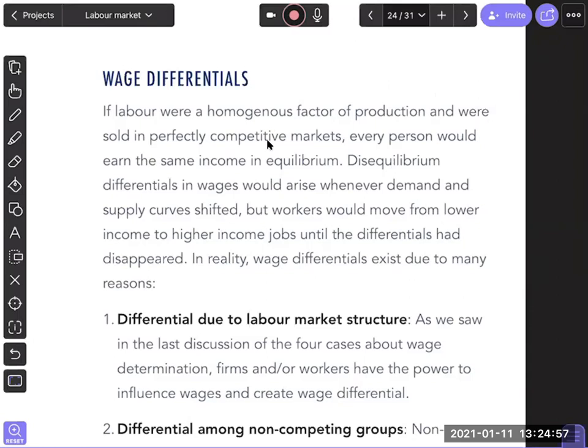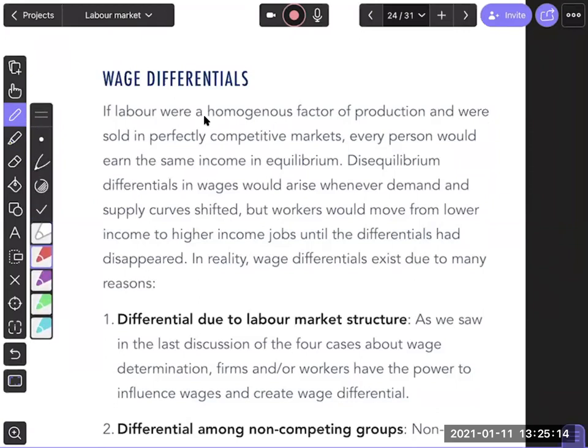So guys, before we talk about wage rate differential, I want to talk about something else. I want to talk about what if wages were in a perfect competition market, do we have wage differential? And the answer to this is that if labor were a homogeneous factor, which means basically a factor that is completely identical, then in perfect competition there will never be any equilibrium differential. If the market is in equilibrium, there will never be any wage differential.